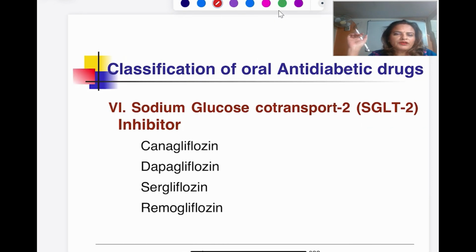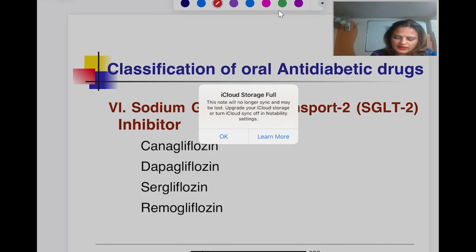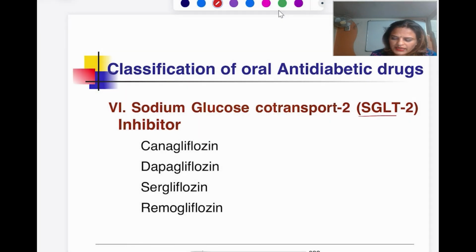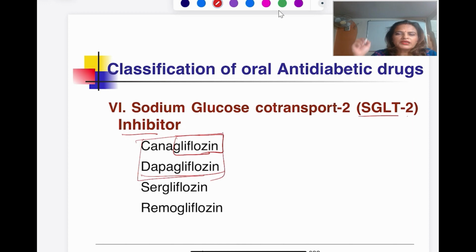Now another group of drugs is the SGLT2 inhibitors, that is sodium glucose co-transport 2 inhibitors. Now here, I just told you about the glitazones earlier, but these are gliflozins, so don't get confused. They are canagliflozin, dapagliflozin, sergliflozin, and remogliflozin. Out of these, canagliflozin and dapagliflozin are the SGLT2 inhibitors.